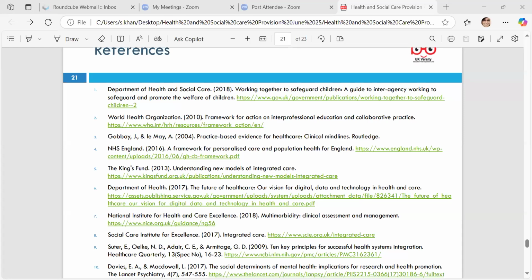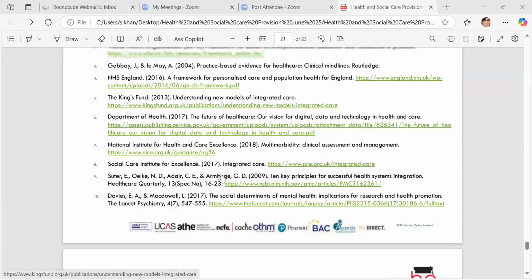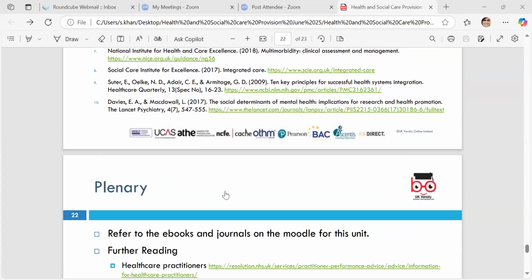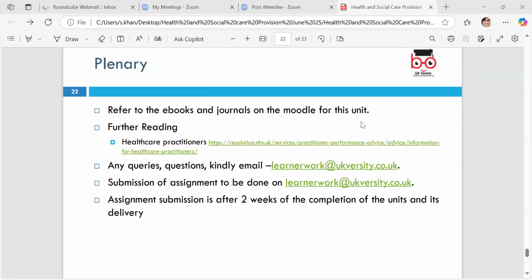So these are some of the links and the references, and you can right click onto them if you want to have a look at them. And these helped towards completing Learning Outcome 2. There's reference to ebooks and journals on the Moodle for this unit, which is further reading, and there's a link there to resolution.nhs.uk, and it looks at performance advice and information for healthcare practitioners.